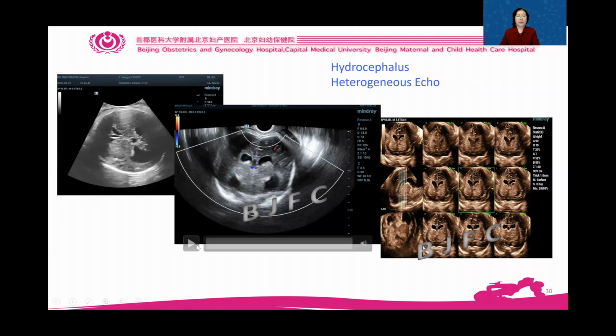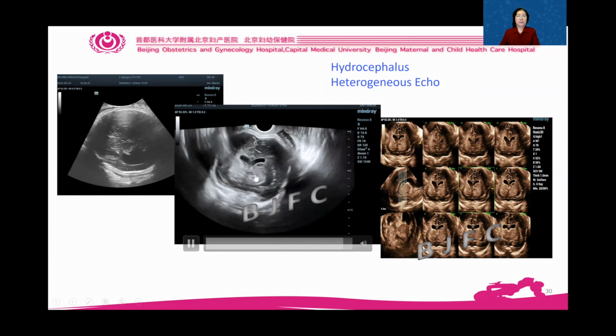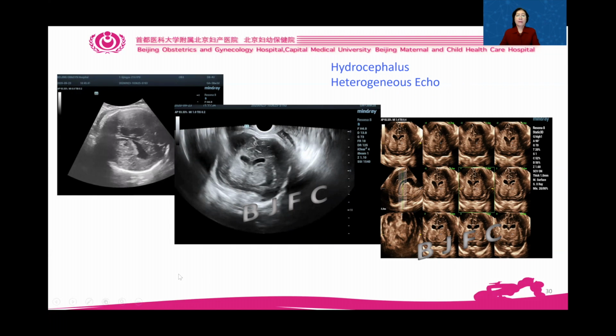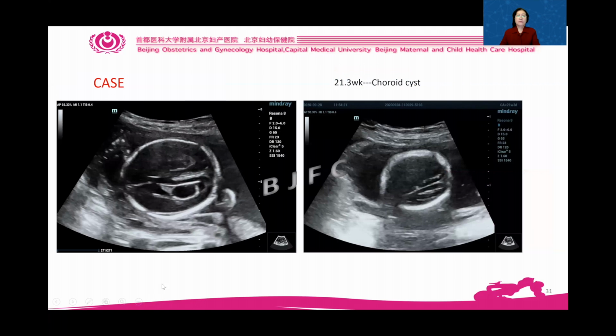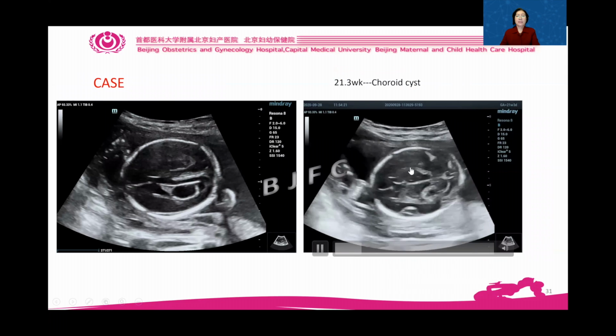Hydrocephalus. Heterogeneous echo here. And for IP, you can see heterogeneous echo here. Yeah, this is another case, 21 weeks, choroid plexus cysts on both sides.